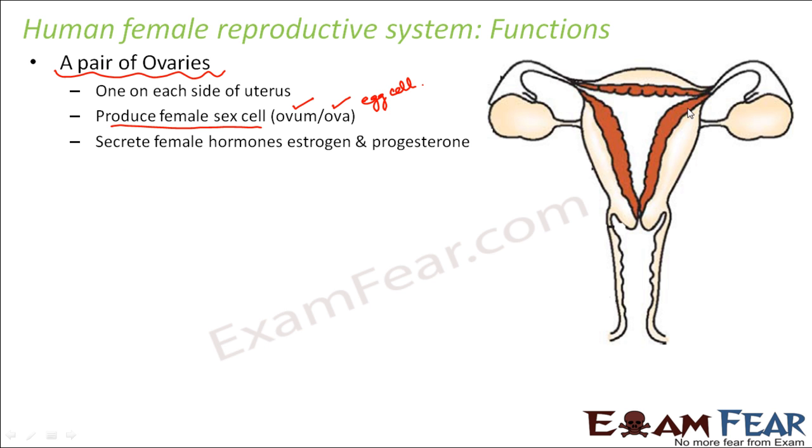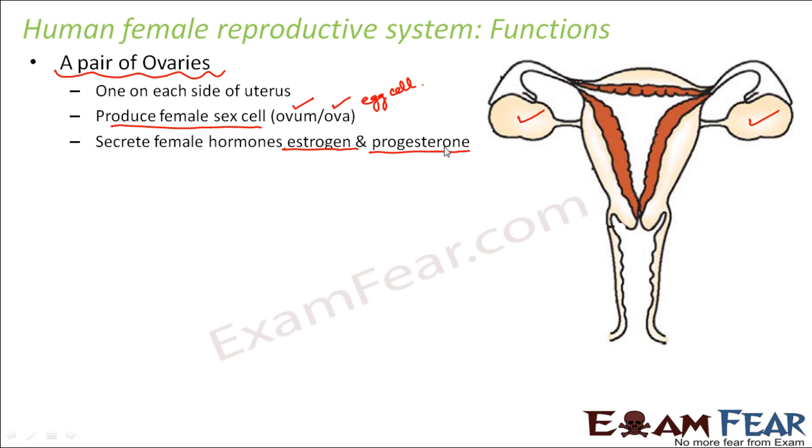Now one on each side of the uterus. So you have the uterus located here. You have one ovary here and one ovary here. So you have a right ovary and a left ovary. These ovaries also secrete female hormones, that is estrogen and progesterone. Like in case of males, the male hormone called testosterone is secreted. Here it is estrogen and progesterone that are secreted.